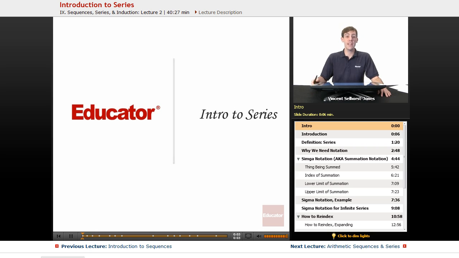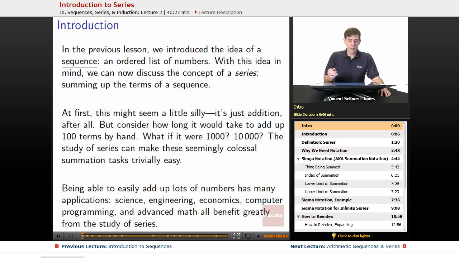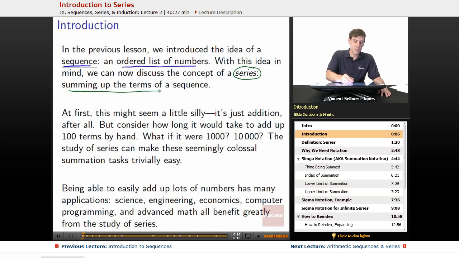Today we're going to talk about an introduction to series. In the previous lesson, we introduced the idea of a sequence, that is, an ordered list of numbers. With this idea in mind, we can now discuss the concept of a series, summing up the terms of a sequence. Now, at first, this might seem a little bit silly, right?